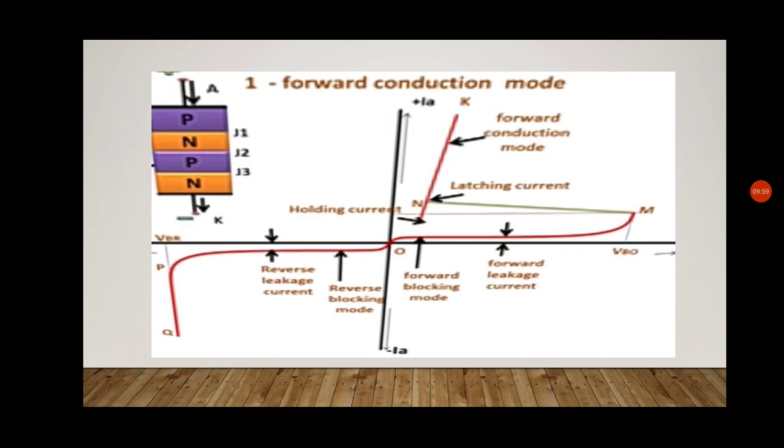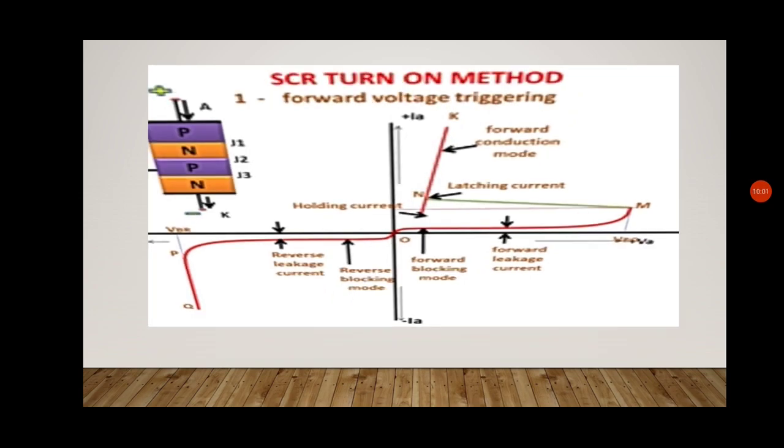Now moving forward, there are some methods by which we turn on the SCR. The first method that already has been described is the forward voltage triggering that was mentioned to you while describing the static characteristics of SCR.